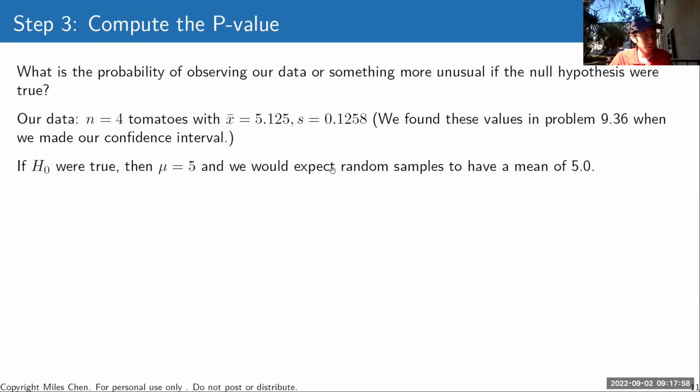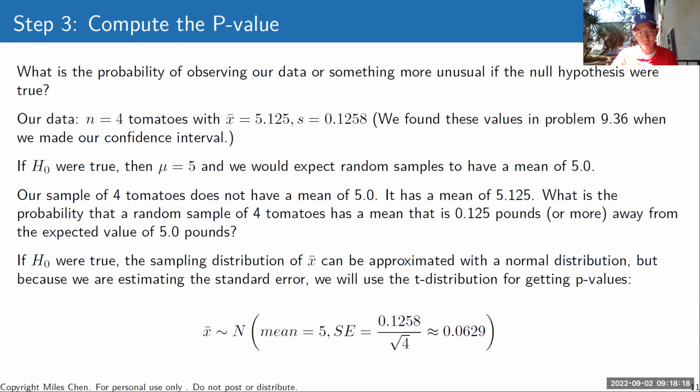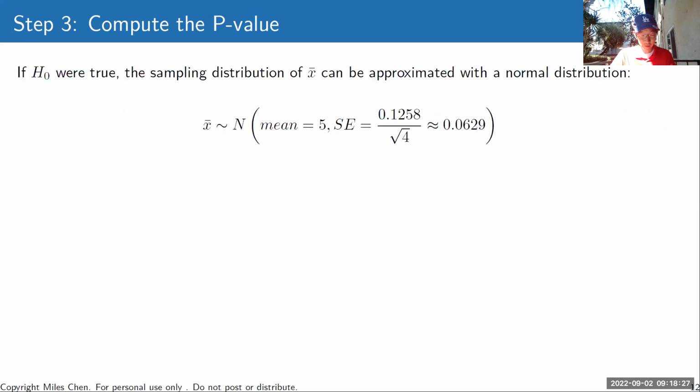And again, the point with the hypothesis test is we're saying, if the null hypothesis were true, if the mean truly was 5, then we would expect our random samples to have a mean of around 5 as well. And we have a mean of 5.125, and is that significantly different? And the answer is, well, we go through our calculations to get our p-value. And it turns out that the difference between 5 and 5.125 is not statistically significant, right?